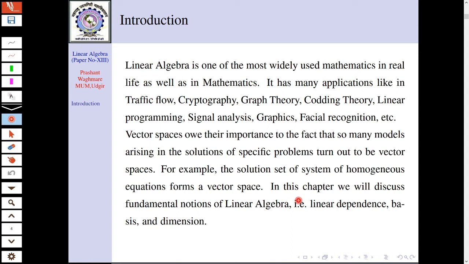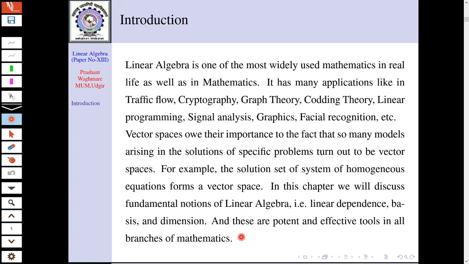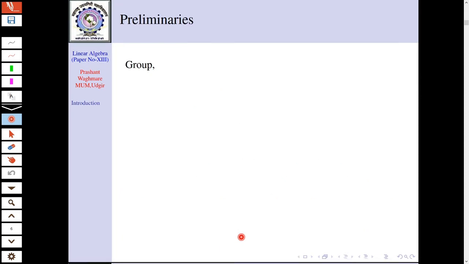Basically, in this chapter we are going to discuss the fundamental notions of linear algebra, and those notions are nothing but linear dependence, basis and dimension. These three notions are used in other fields of mathematics, and they are very important tools for other branches of mathematics. So basically, the preliminaries for this linear algebra course are nothing but group.